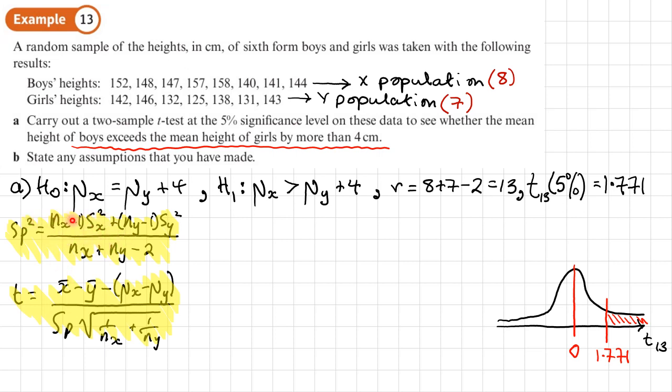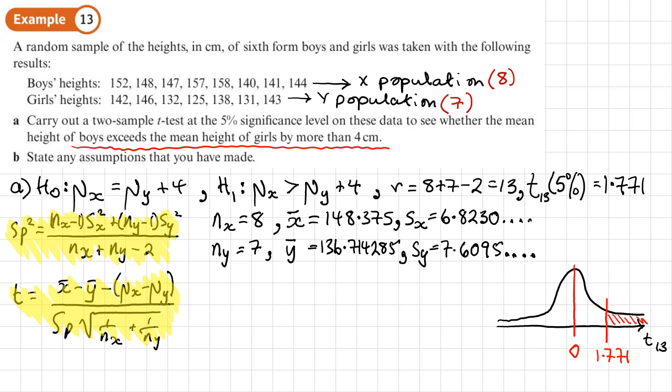So I've got the formulas I'm going to use over here. I need to calculate my pooled variance first, square root it and put it in here so that I can work out my test statistic, and then I can work out where it is, then I can come up with my conclusion. So let's now write down the values that I need: n sub x, n sub y, the standard deviation or the variance of my samples, and the mean of my samples. Right, so here's all the values that I need here.